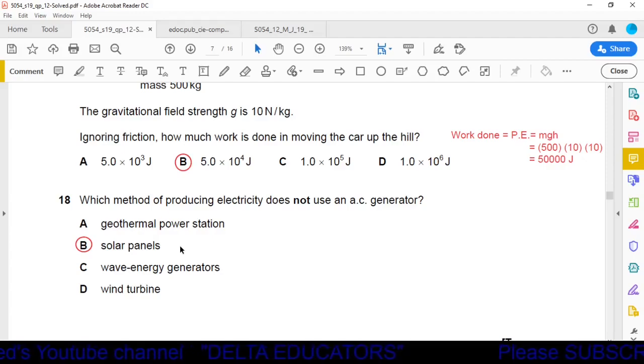Question number 18. Which method of producing electricity does not use an AC generator? Option A geothermal power station, option B solar panels, option C wave energy generators, option D wind turbines. The option B is the correct option, solar panels. In solar panels AC generator is not required. In all the other options electricity is generated by using an AC generator.